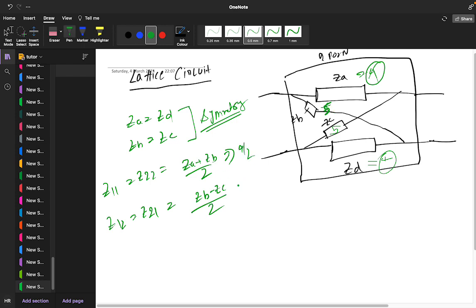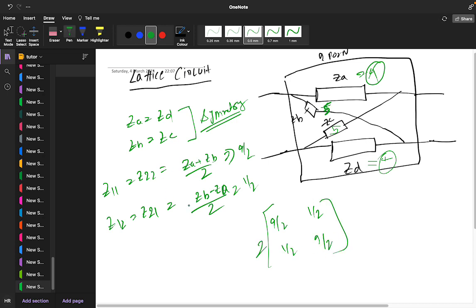And what are we getting here? Z12 and Z21. ZB minus ZC. Let me check it once again. Oh, sorry, this is ZA. ZB minus ZA. So the formula is ZB minus ZA. Okay, so what will you get? (B minus A) by 2, which is 1 by 2. You got the answer directly: 9 by 2, 1 by 2, 1 by 2, 9 by 2.